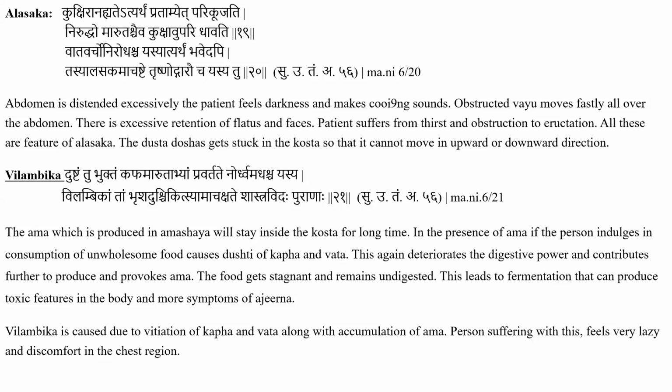See, here the ama is already there, and when fresh food is consumed, that fresh food is immediately converted into ama, and even though the GIT is there, ama will not allow the GIT to undergo digestion. This leads to fermentation that produces toxic features in the body and more symptoms of ajirna. So vilambika is caused due to kaphadushti and vatadushti, along with accumulation of ama. As kapha is there, stagnation is there; as vata is there, sanga is there; and both vata as well as kapha with ama produce vilambika.